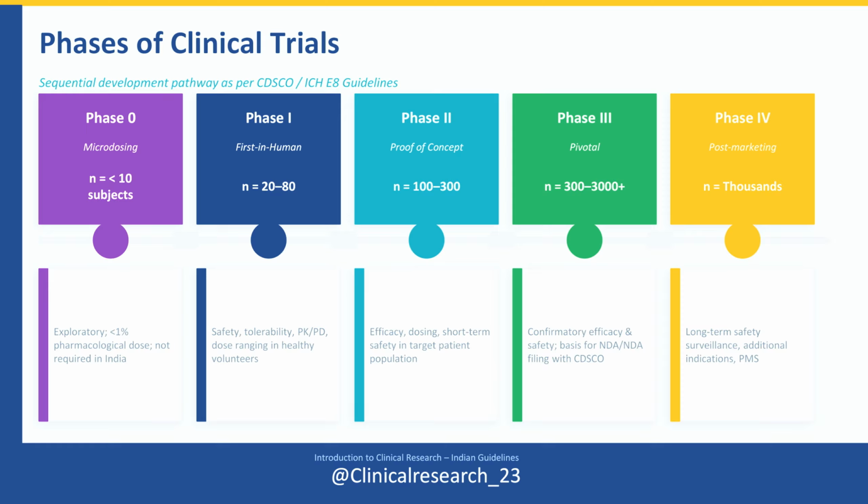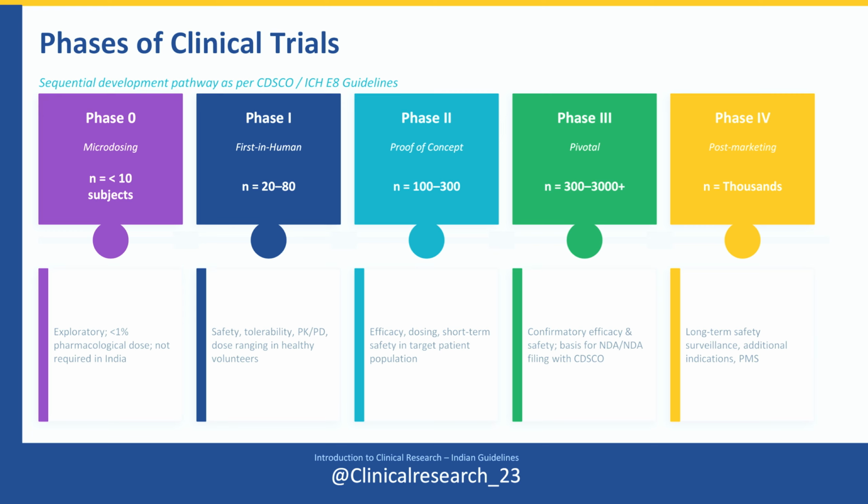Next, we have Phase I, often called the first-in-human phase. Here, we work with a very small number of subjects, usually fewer than 10. The main goal is to assess safety, tolerability, and pharmacokinetics, or how the drug moves through the body.